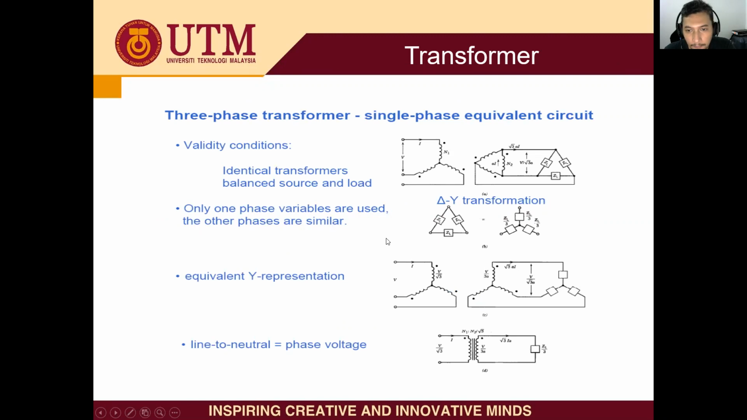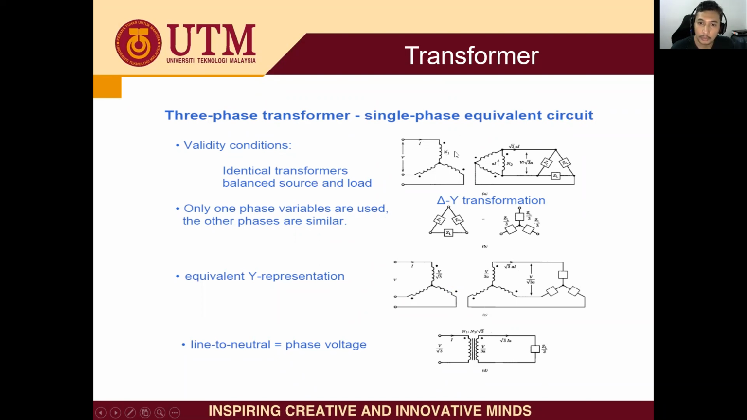So for the analysis of the transformer, it is better to use a single phase equivalent circuit instead of three phase. The validity of this method requires that the transformer must have a balanced source and also a balanced load. And as you can see here, this is a Y-delta connection.